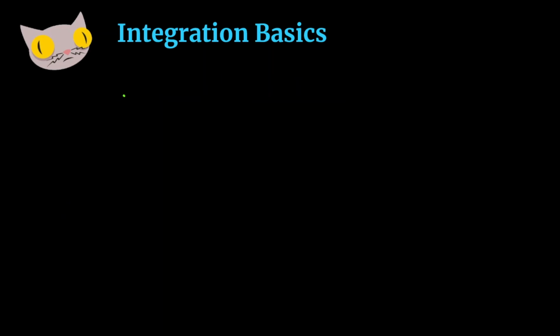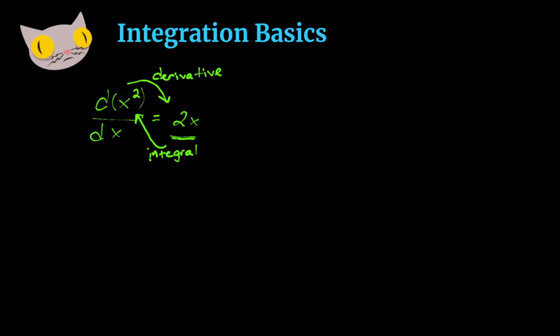For example, we know that the derivative of x squared is 2x, and if you don't know that, go ahead and watch my video on derivatives. Because 2x is the derivative of x squared, we know we can assume that x squared is the integral of 2x. Let's calculate an integral to find the area under a triangle.